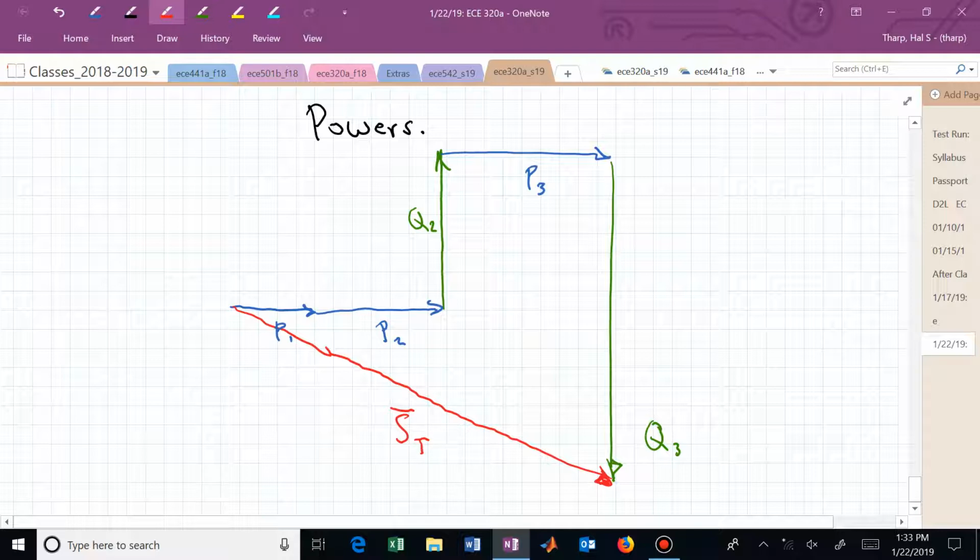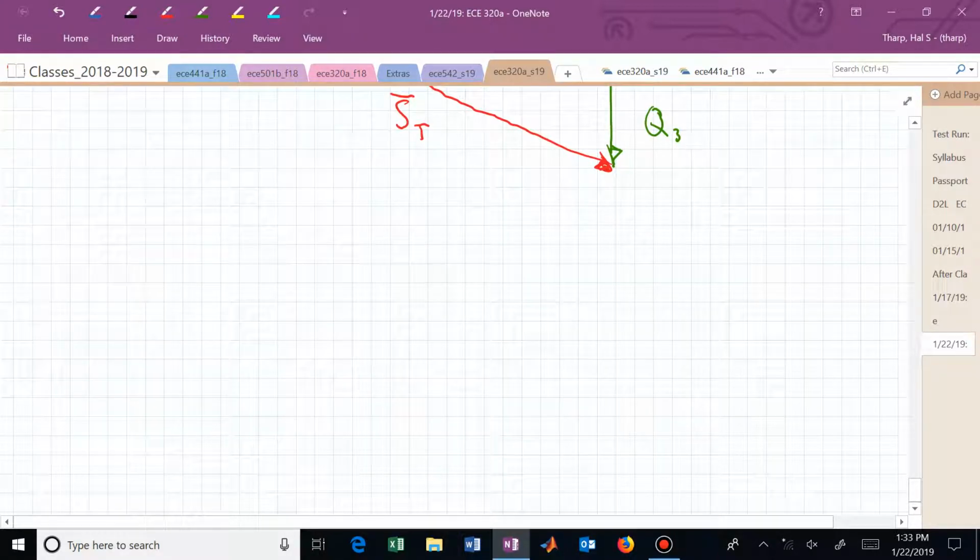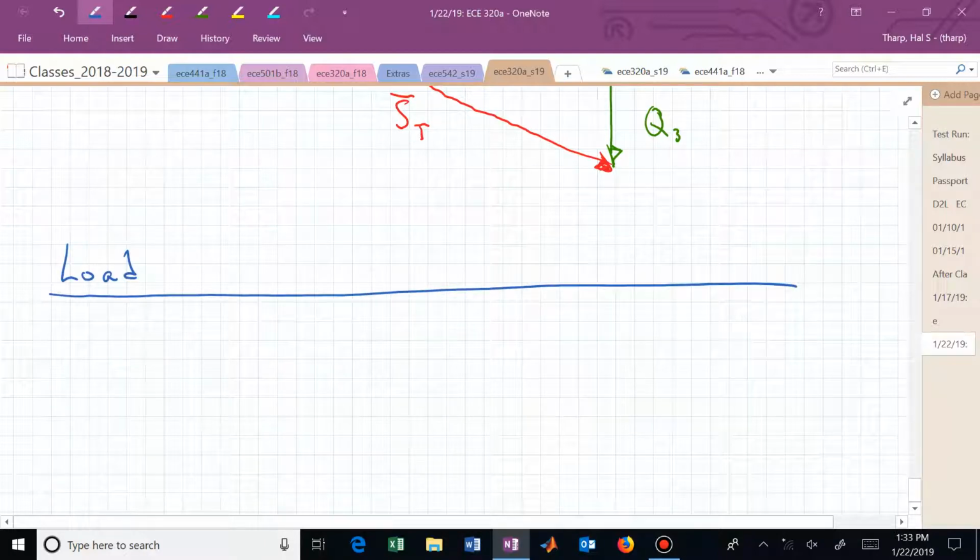You can see that we simply have to add the horizontal components with the vertical components. The real components we add, the reactive components we add, and now the total of those will give us the total complex power. We can do that now in a more systematic way, maybe with a grid. So let's now say that we have the load, and we now have the real power of each load.